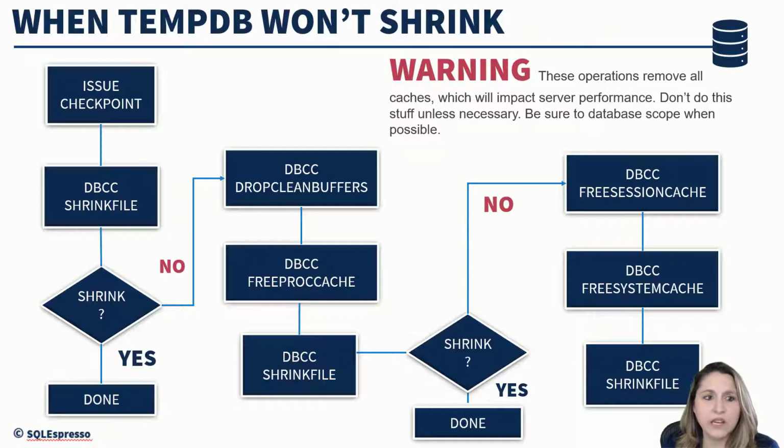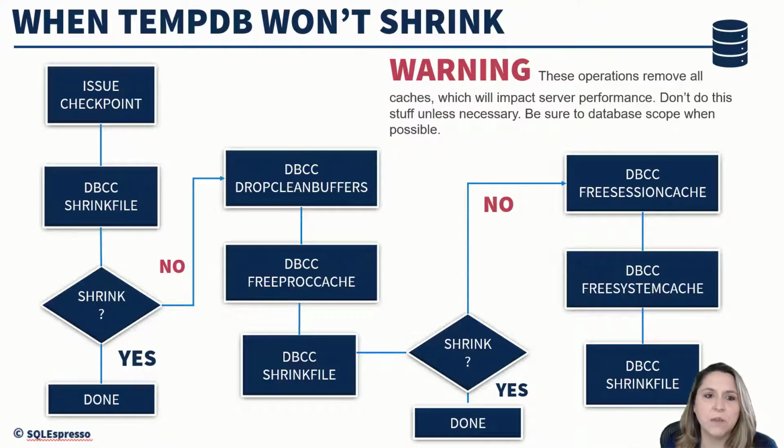So I've run my checkpoint, I've run my shrink, and it didn't work. I still have all of my space allocated and I'm still down. The next thing I want to do is drop clean buffers and free my procedure cache. This should take away some of the things that are hanging on to Tempdb. It's going to flush my cached indexes, some data pages that are out there, the procs that are in procedure cache, all of the stuff that could still be attached and holding on to Tempdb. After I run those two, and you do have to run both of them, I find, I'm going to run that DBCC SHRINKFILE and see if that works.